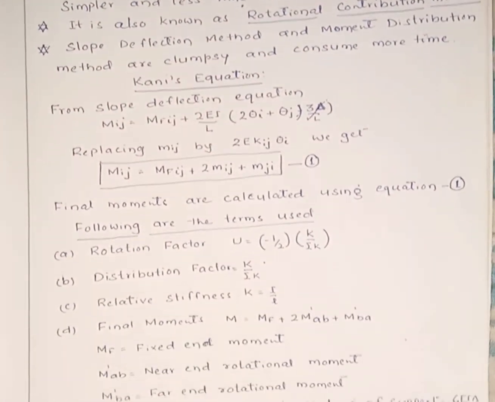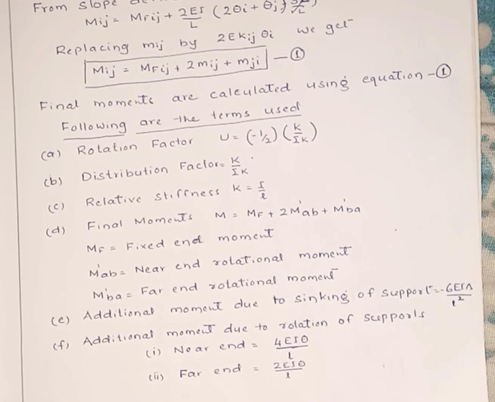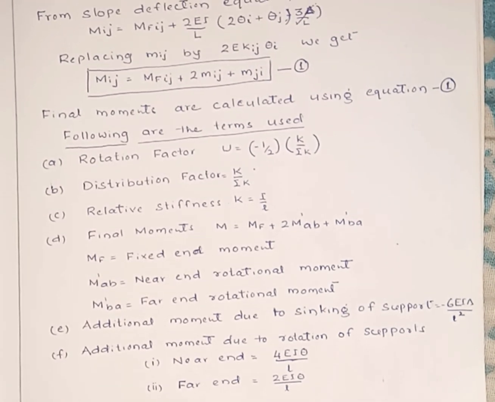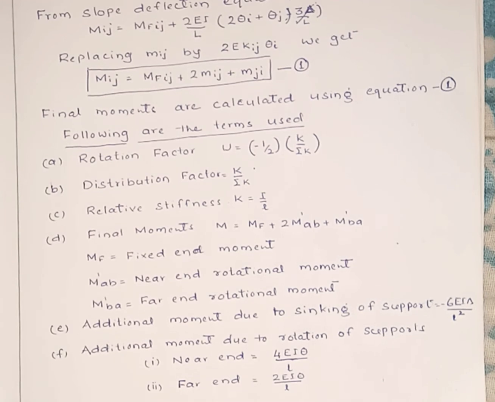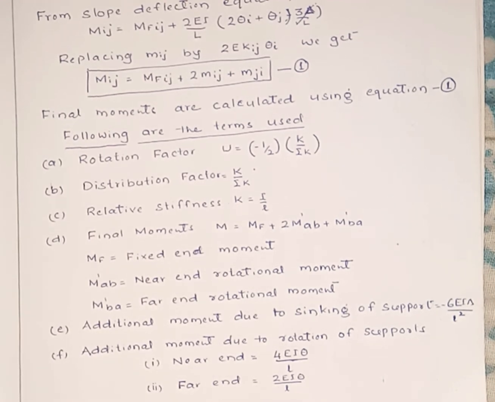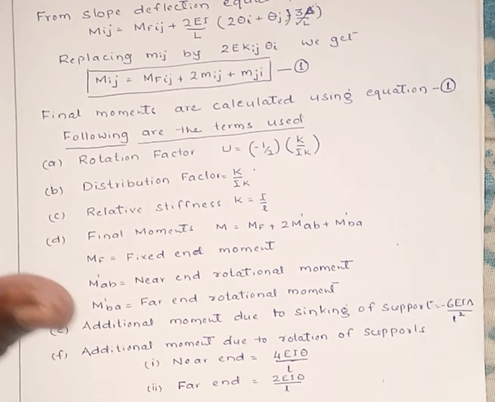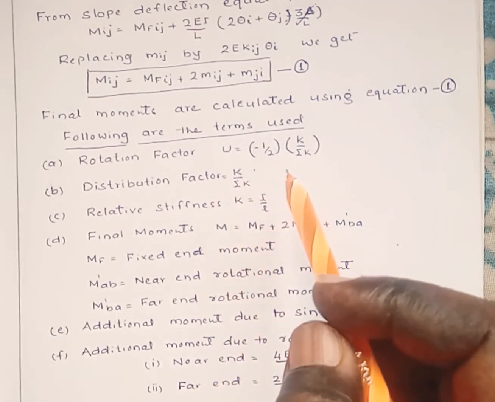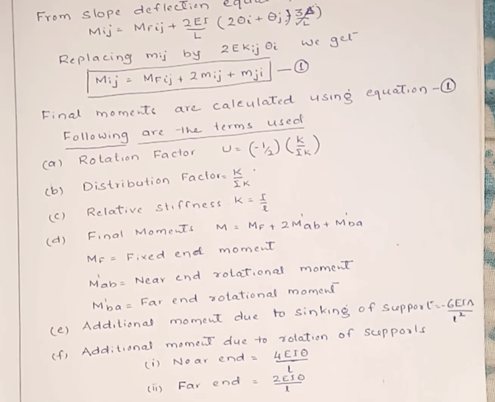Here in this method, the following are the terms which we can use while solving the problem. First one is the rotational factor. We have to calculate the rotational factor. In the moment distribution method, we calculated the distribution factor. Here, this method is also known as the rotational contribution method. Hence, we have to calculate the rotational factor. The rotational factor U is given by minus half into K divided by summation K, where K is the relative stiffness value that we have calculated in the moment distribution method.